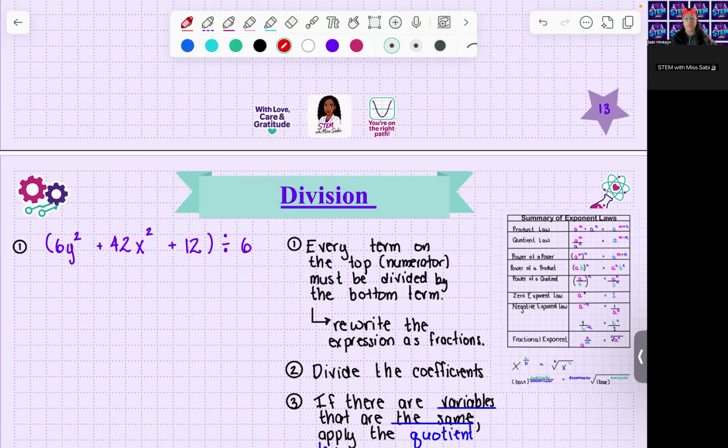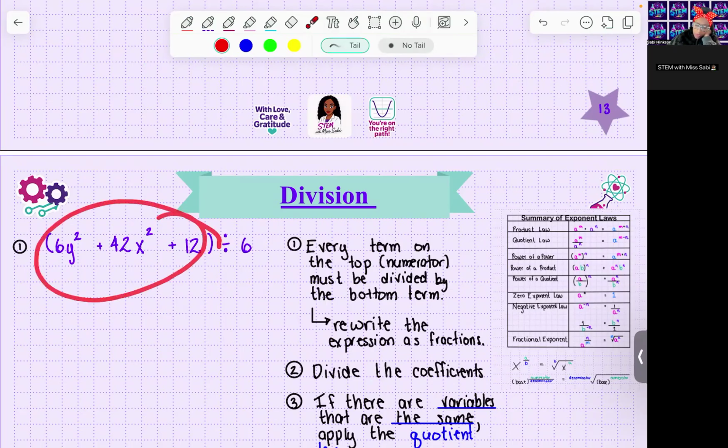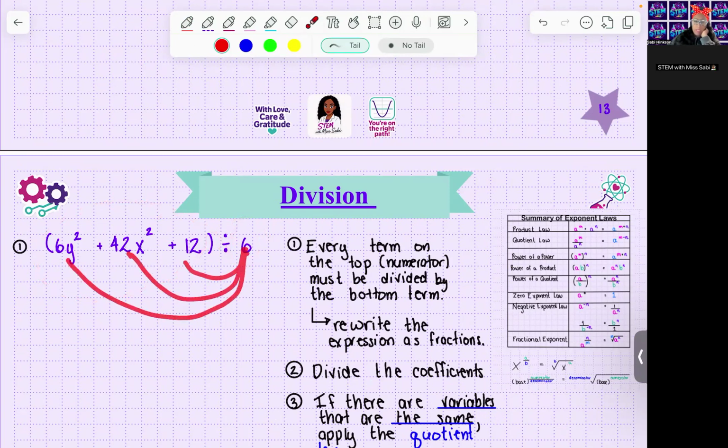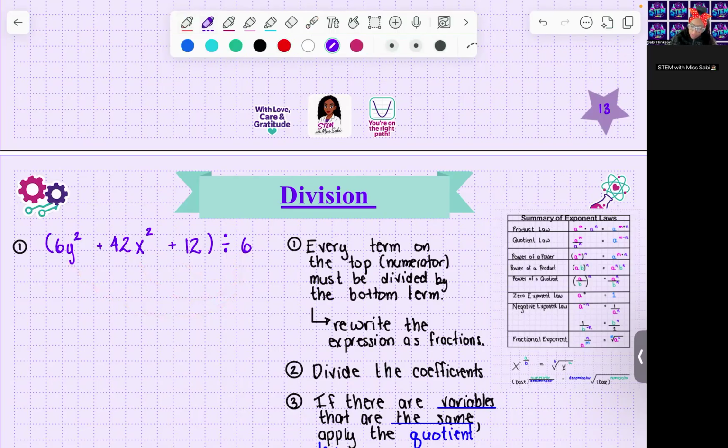Okay. So for division, if ever you see something written like this with a division sign, I want you to turn it into a fraction. So this is almost like the distributive property, but for division. So this polynomial, which is a trinomial, is going to be divided by this constant. So every term is going to be divided by 6. It's like the distributive property, but we're dividing everything by that thing. So we're going to rewrite it as a fraction.